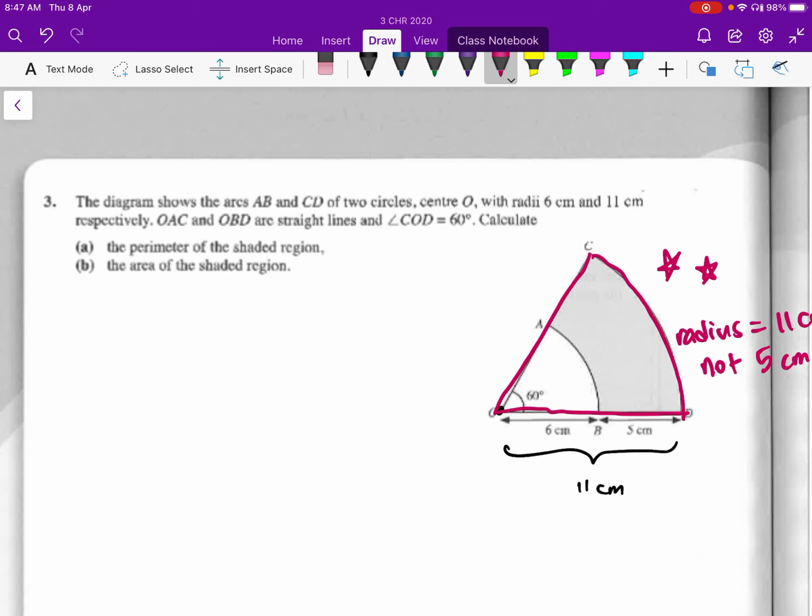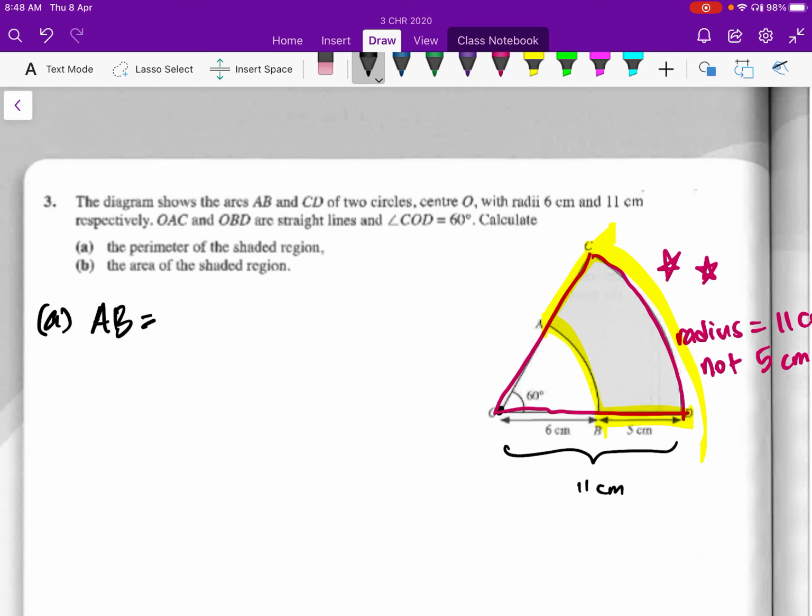Find the perimeter of the shaded region. I'm going to highlight it with yellow. Perimeter of the shaded region. Do you all agree? This is the perimeter, because it's the outline. Now we can start for part A. You can do it in one line, or you can break it into one arc plus another arc, then plus the two 5 cm. Okay, let's start with the small arc, AB.